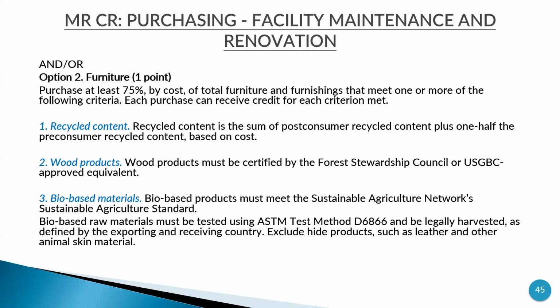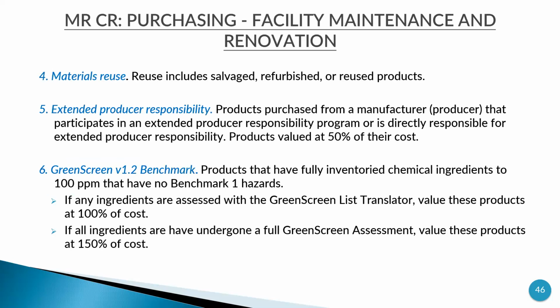Now coming to option 2, which is furniture, you will get 1 point where you purchase 75% of the cost, that is total furniture and furnishings. Where it is recycled content, we have seen post-consumer and pre-consumer. Wood products, again FSC certified wood. Bio-based materials, it is Sustainable Agriculture Network, Agriculture Standard, ASTM Standard D6866. Material reuse, it is salvaged, refurbished or reused products.